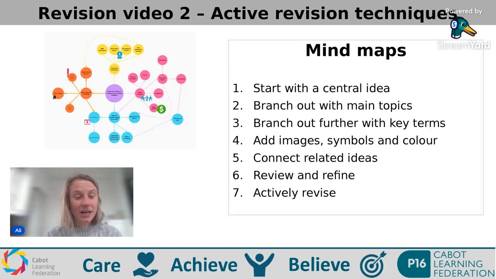The second idea are mind maps. To create your mind map, start in the centre with a central idea, topic or theme, and then branch out with related ideas. You can branch out further with key terms. And it's good to add symbols, images and colour to make your mind map more memorable. To help with higher level thinking, try to connect different branches in your mind map to show how the themes or topics link to each other.